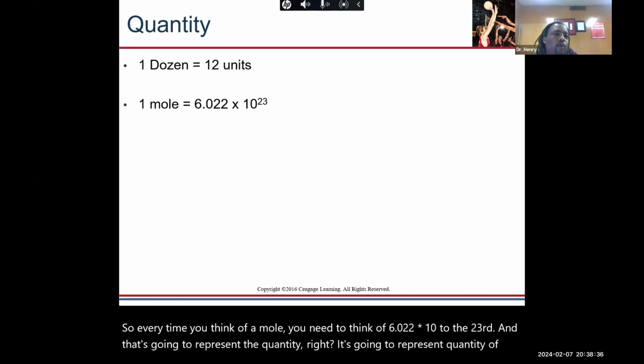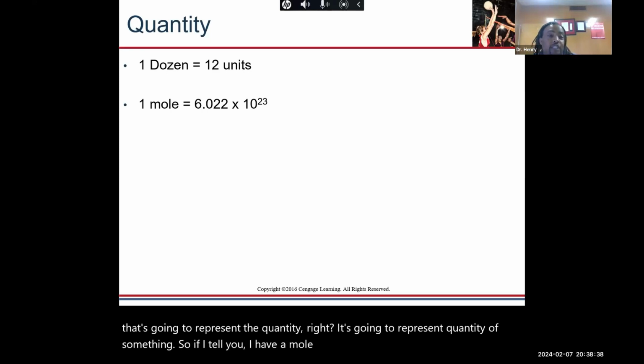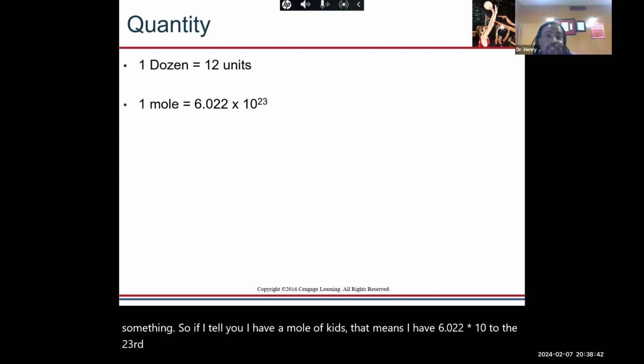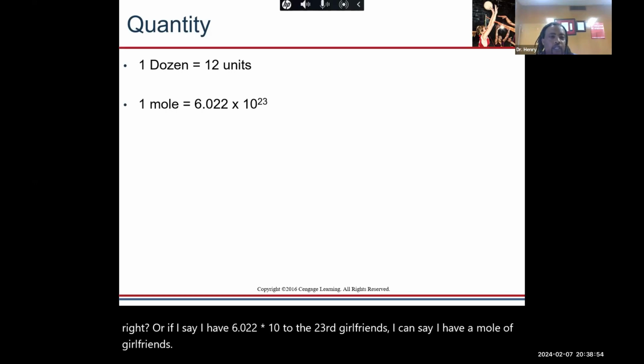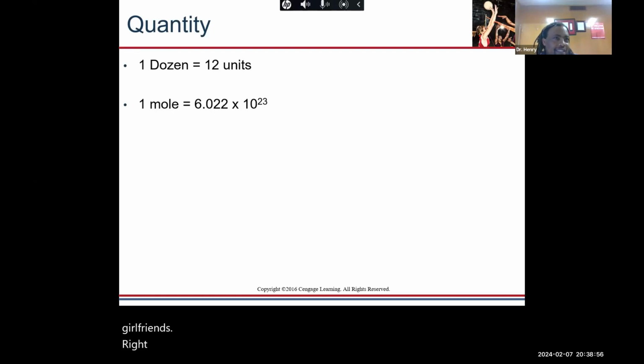So if I tell you I have a mole of kids, that means I have 6.022 times 10 to the 23rd kids. And I'm probably broke as hell because that is a lot of kids, right? Or if I say I have 6.022 times 10 to the 23rd girlfriends, I can say I have a mole of girlfriends, right? So it's also like the dozen, but it's a much larger number. Does that make sense?